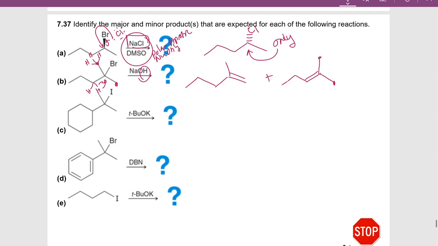The next one, we've got a tertiary starting material. Let's clean this up a little bit here. Tertiary starting material, and we've got t-butoxide, which is a strong base. It's not a good nucleophile because it's too bulky. So that's going to give us E2 only. So we only get elimination. Now we do have beta hydrogens here. This is not a benzene ring, so we do also have a beta hydrogen here.